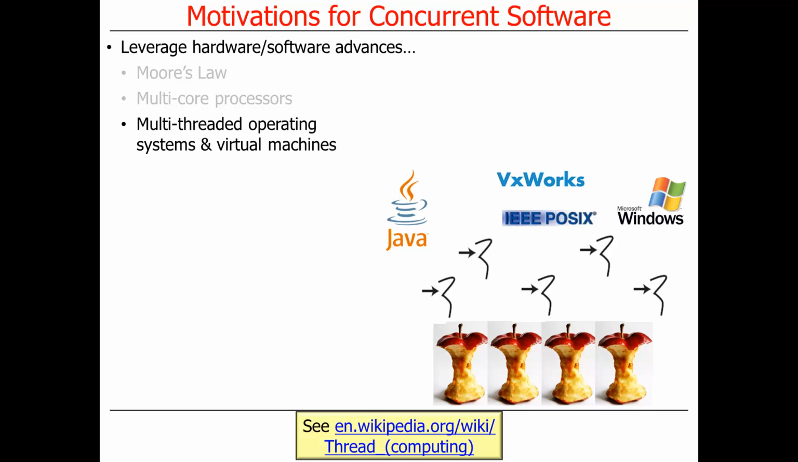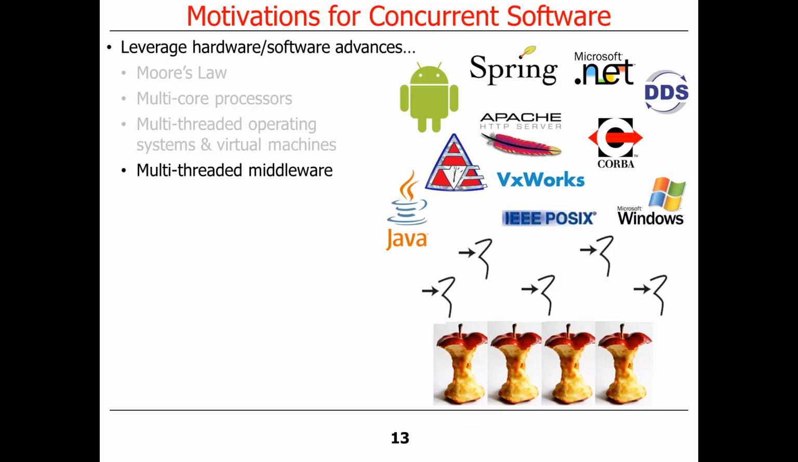So basically out there in the world, you've got things like Windows and POSIX, which is Linux, and Solaris and other Unix-based operating systems, VxWorks, Java Virtual Machine, et cetera. Those all take advantage of multi-core processors. And then there's also multi-threaded middleware. So middleware are layers of software that live on top of the operating system, but underneath any specific application.